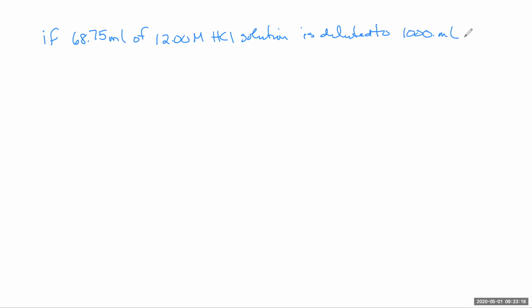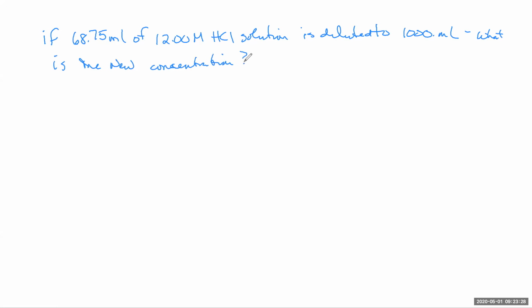If you had 68.75 milliliters of a 12 molar HCl solution, and it is diluted to 1,000 milliliters, what is the new concentration?